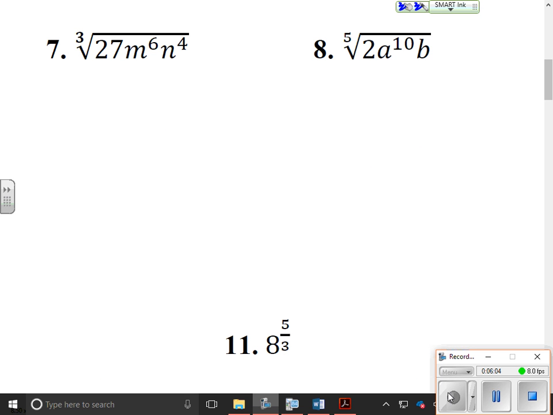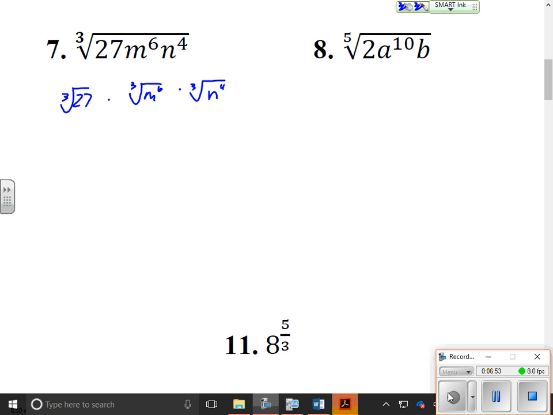What about 7? We have to remember we're going into exponential form. What do you think? We need exponents divisible by 3. 6 is. It might help you if you break each of the factors down. Let's just focus on the cube root of 27, and then we'll focus on the cube root of n to the 6th, and then we'll focus on the cube root of n to the 4th. Because if they're all multiplied, you can break them up, and then we have smaller problems to deal with.